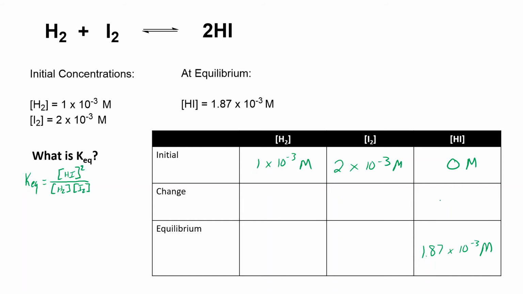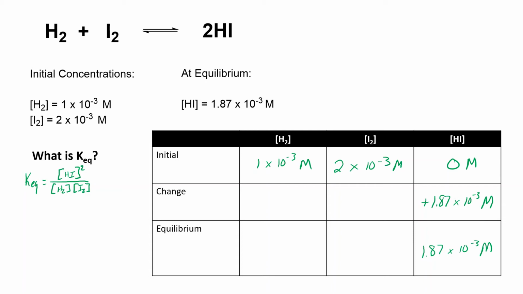Now there's only one that we can figure out so far, right? If we go from 0 to 1.87 times 10 to the negative third, it stands to reason that the change in concentration is 0 plus 1.87 times 10 to the negative third, and that gets us here. Okay.